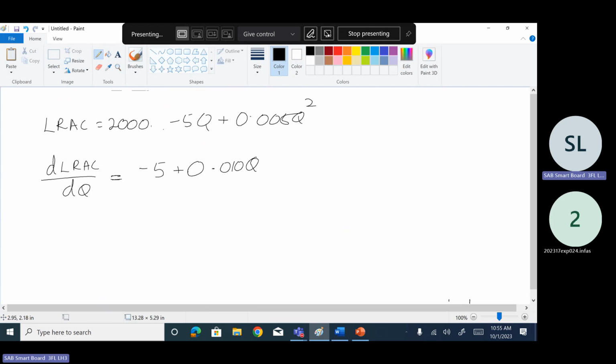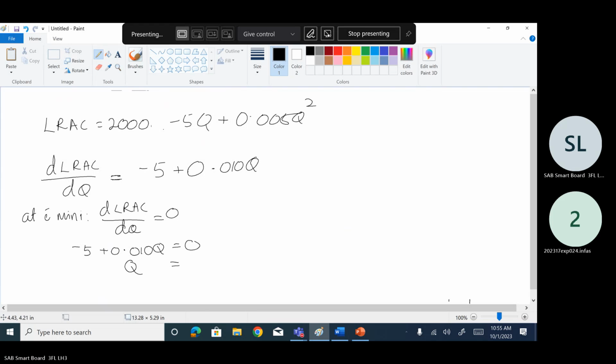This means at the minimum point, what happened? At the minimum, dLRAC over dQ should be equal to 0, right? Therefore, we can equate this function to 0, and then you can find the output level. How much?